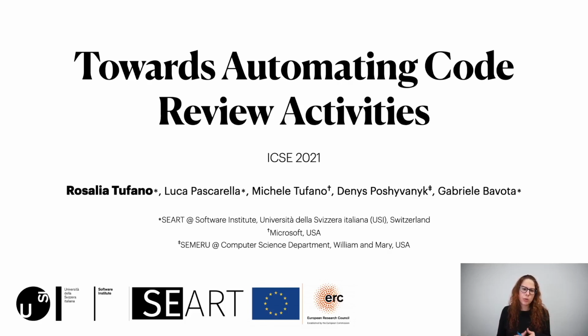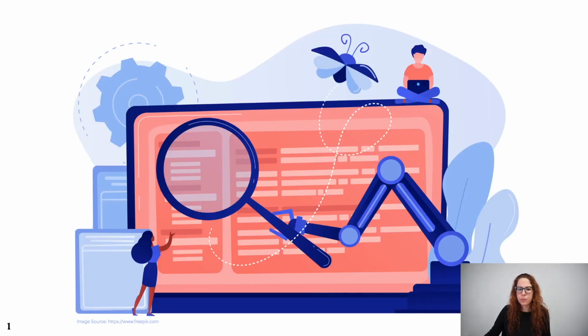But before going into details, let's start by defining what a code review is and why we decided to focus on this activity. Code review is the task of analyzing the code written by a teammate to recommend how to improve its quality, for example by catching bugs or suboptimal implementation choices.